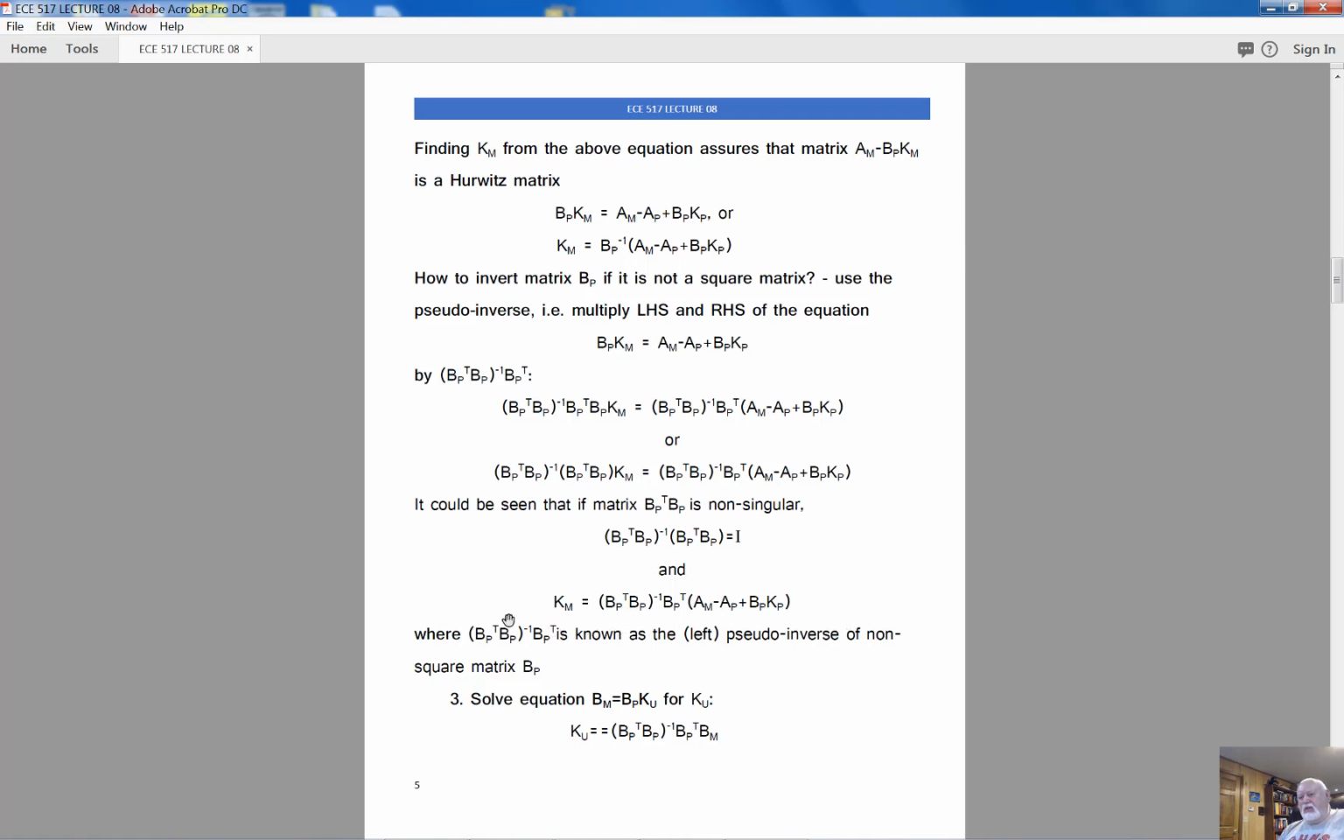You know, this expression is known as the left pseudo-inverse of non-square matrix. Obviously, this left pseudo-inverse exists only if BP transpose times BP is not a singular matrix. Well, after Km is defined, we have to define matrix Ku. And if necessary, if matrix BP is not square, we will be using pseudo-inverse again to define matrix Ku.